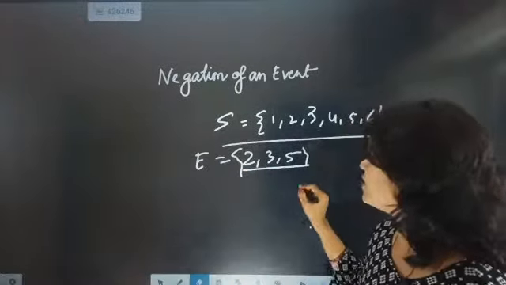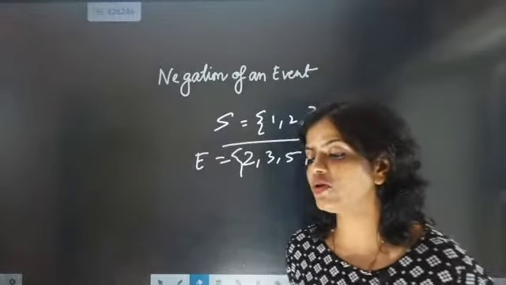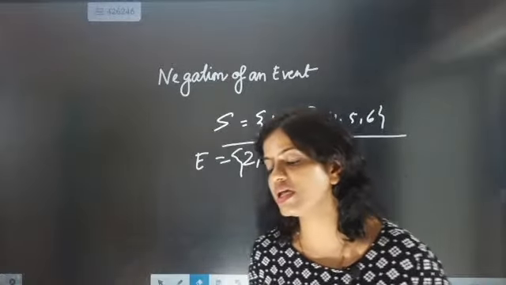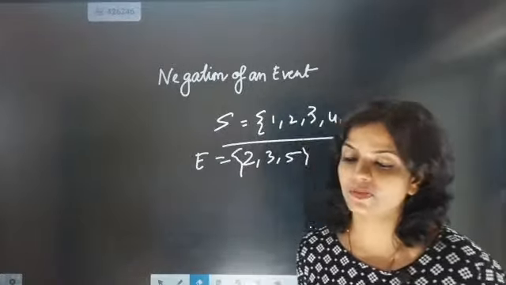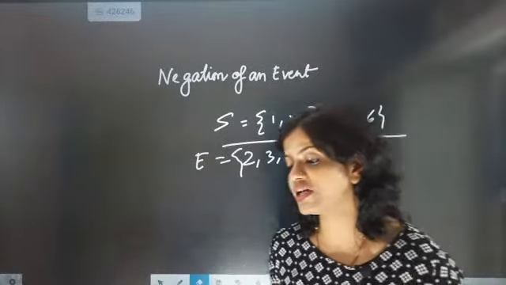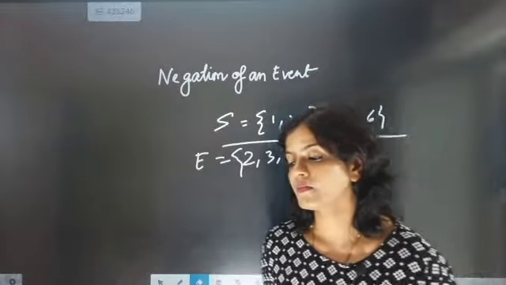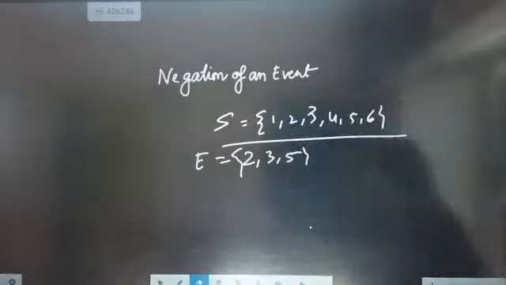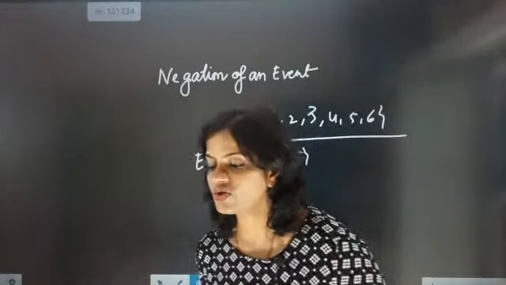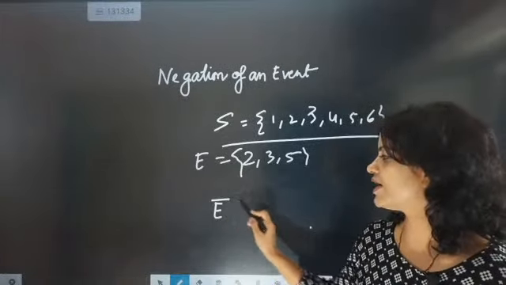Now if somebody asks you, what is the event of not getting a prime number? You got a prime number, now the event of not getting one. Everybody is getting the prime numbers, so not getting a prime number is 1, 4, 6. And you know it is represented by negation of E.